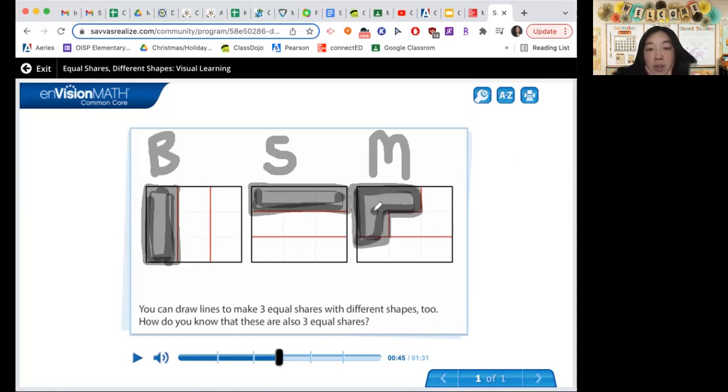Because they're all different shapes. Okay, let's stay on task, okay? So what some of you guys are saying is they're not equal because they're different shapes. Anybody else have an idea?